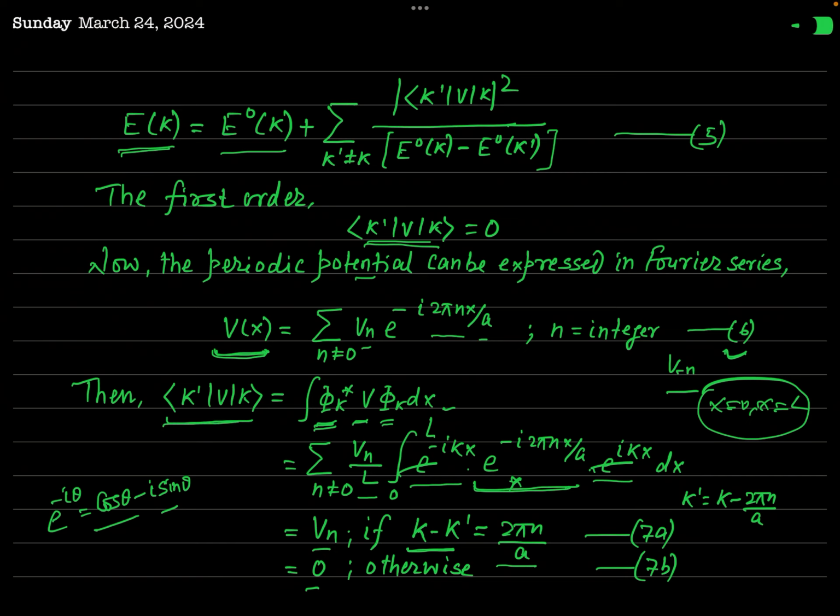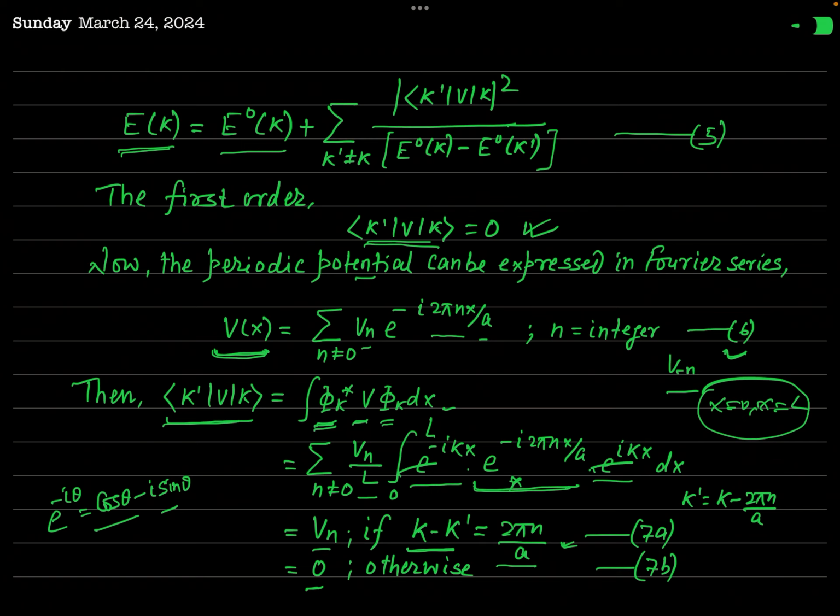So now you can see this expectation value of V over the states k and k dashed is equal to 0. Only it is Vn when k minus k dashed has this particular value. So in general it is 0. And that's why I have written here that this is equal to 0, and since it is 0, we do not consider the first order perturbation term or first order energy correction. So you have to directly think about the second order energy correction.